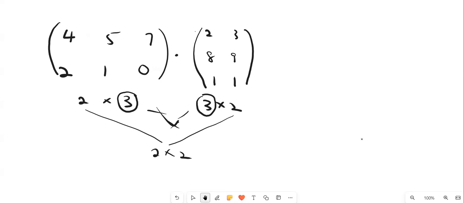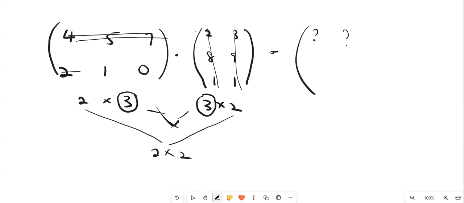So how do you go about doing that? Well, in matrix multiplication, you multiply rows by columns. So you take this row and multiply it by this column, I'm sorry, and you get this first number here. Then you multiply this row by this column, and you get this number here. Then this row by this column, you get this number here. And then this row by this column, you get this number here.